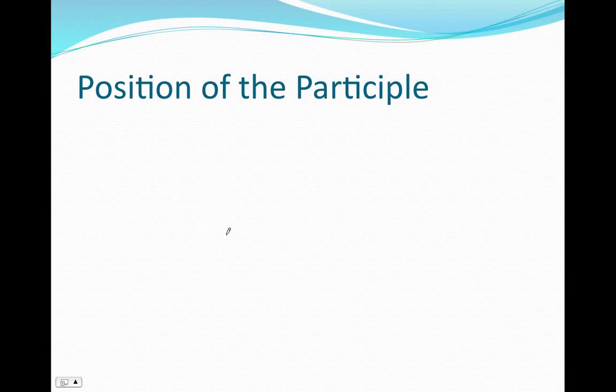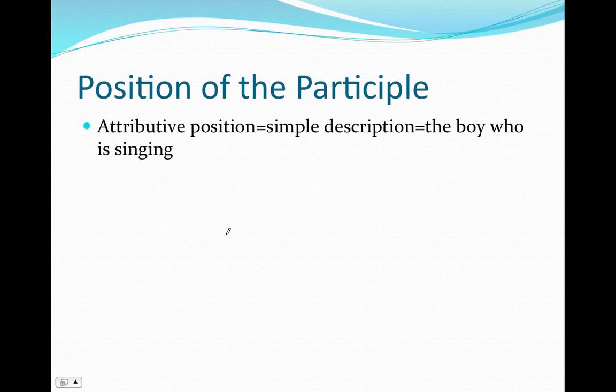And then finally, the last thing to look at is the position of the participle. Now, you remember that there are two different positions for adjectives, and the participle can go in those two different positions too. It can go in the attributive position, that is between the article and the noun, and it's just going to be a simple description. So, the boy who is singing. We're just using it to describe the boy.